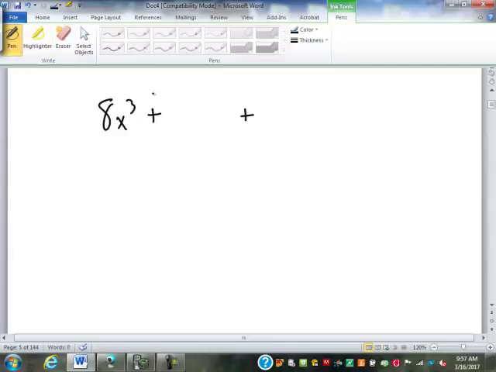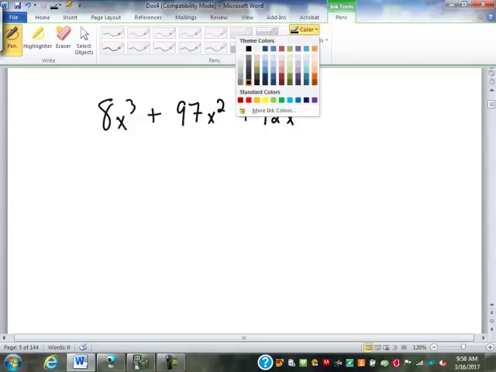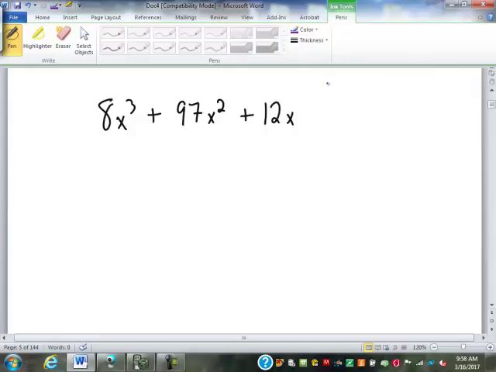So 8x to the third plus 97x squared plus 12x. Now when I look at that, my first step is always to look for what? Greatest common factor. And there is one here. What is it?